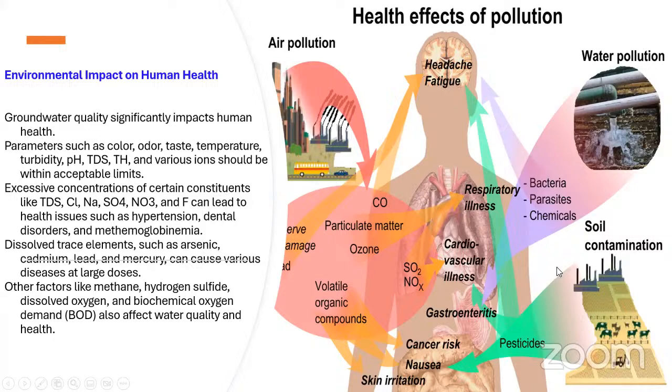Just one example: the bacteria, parasites, and chemicals present in polluted water are biological pollutants, and these may affect our digestive system. And another example: cancer risk and skin irritations may be due to pollutants coming from air pollution and industrial pollution.